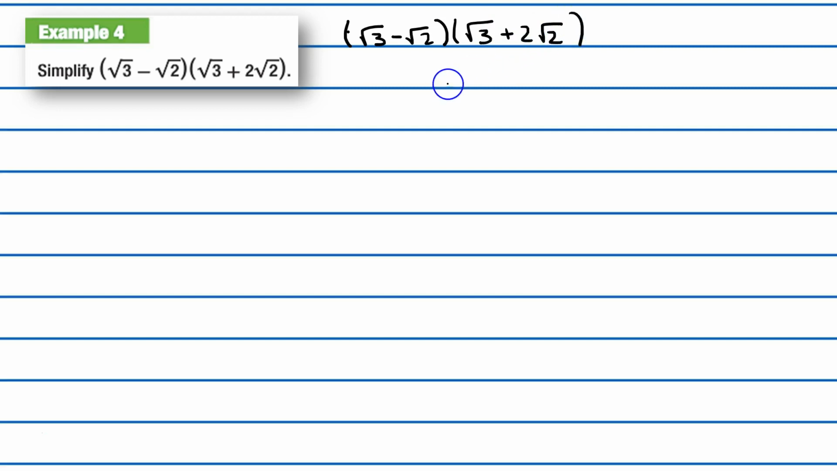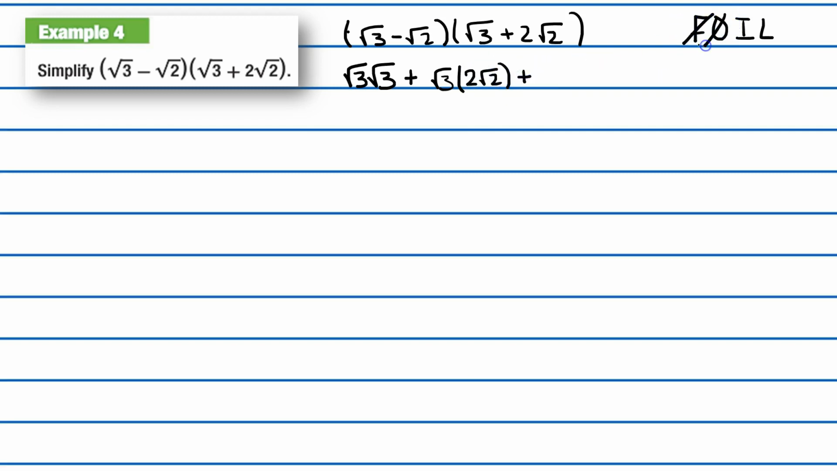So here we're going to use our FOIL property. So remember, FOIL is first, outer, inner, last. First terms: square root of 3 times the square root of 3. Those are my first terms. Cross that out now. Outer. Our outer terms are, I'm going to say a plus because I don't know what sign we have yet, square root of 3 times 2 times the square root of 2.